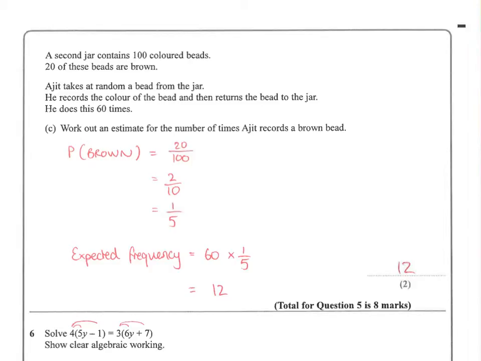If we wanted to work out the expected frequency, i.e. the number of times we expect to pick a brown bead if we pick 60 beads from the jar, well, if the probability of picking a brown bead is a fifth, and we are picking 60 beads, we'd expect a fifth of those 60 beads to be brown beads, i.e. 60 times a fifth, which equals 12.